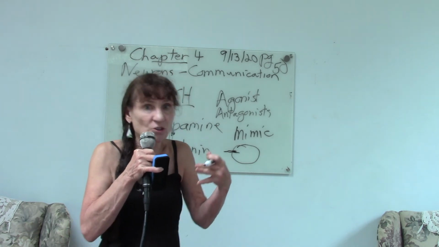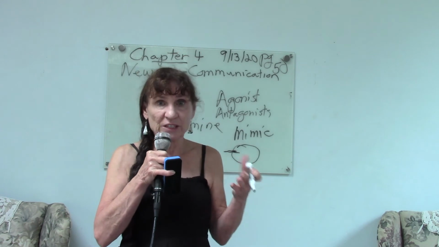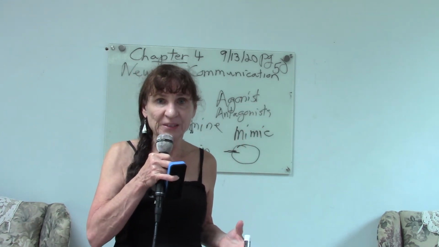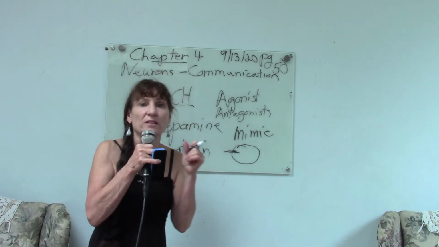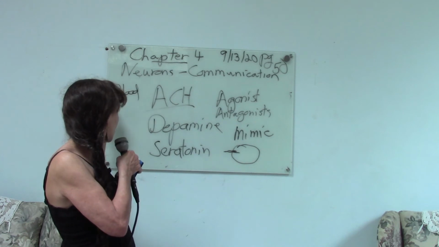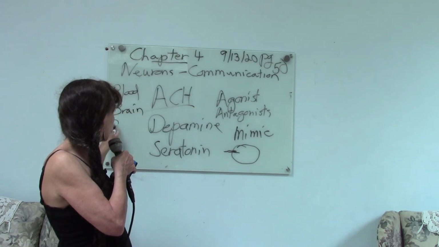Okay, and this is where drugs come from. Many of them can mimic it. So why don't we just inject that neurotransmitter into an individual's brain? Because it won't cross the blood-brain barrier. So that's another important topic.